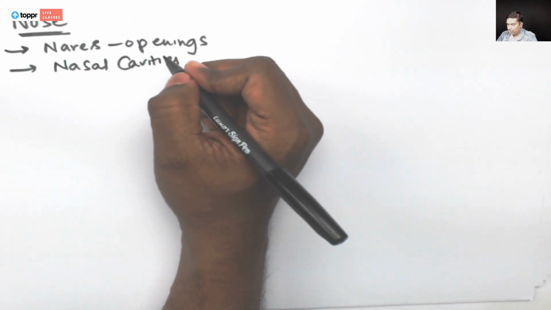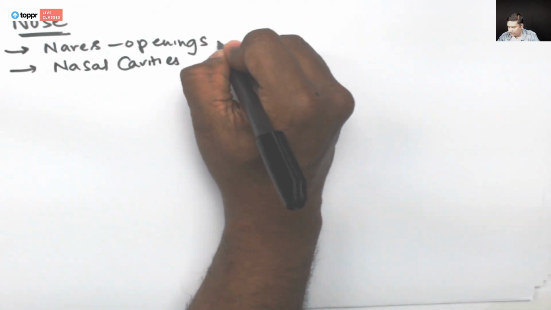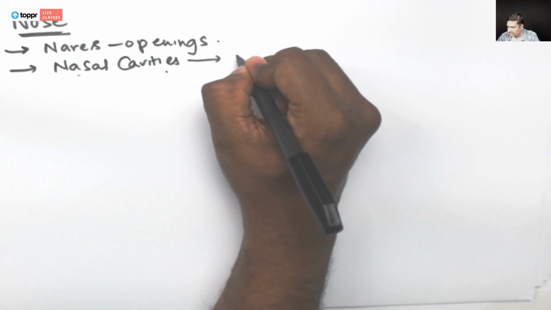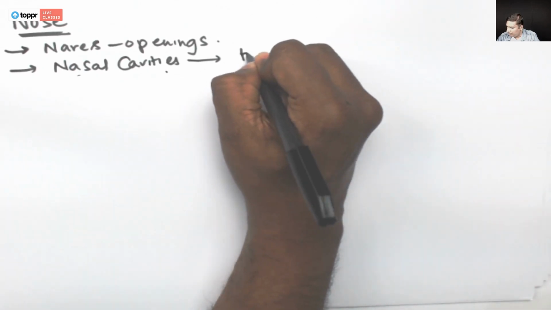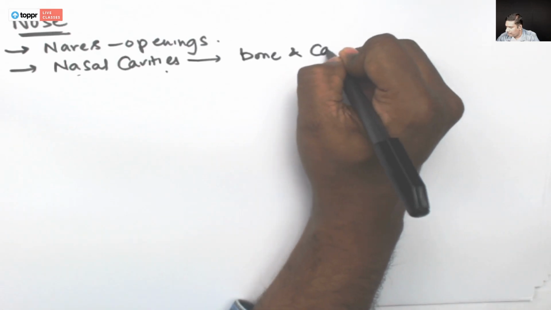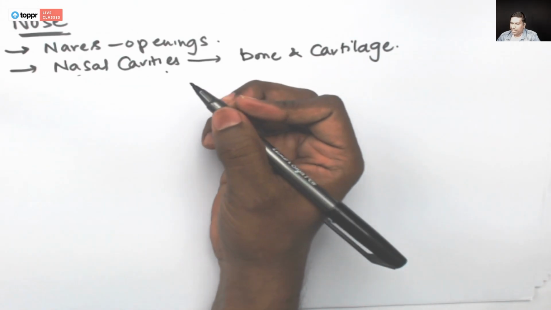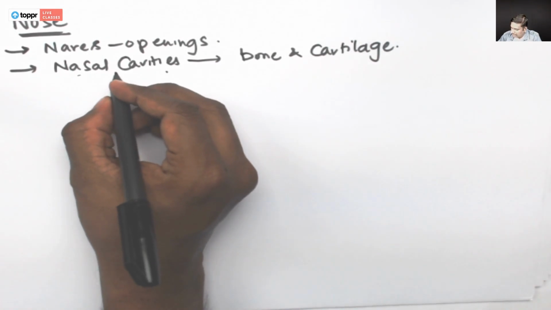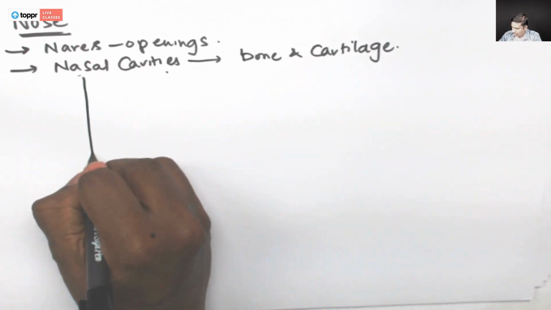As you have two nares, or two openings, you basically have two nasal cavities. These two nasal cavities are separated by bone and cartilage material. Now there are a few aspects in the nasal cavity that you have to remember.